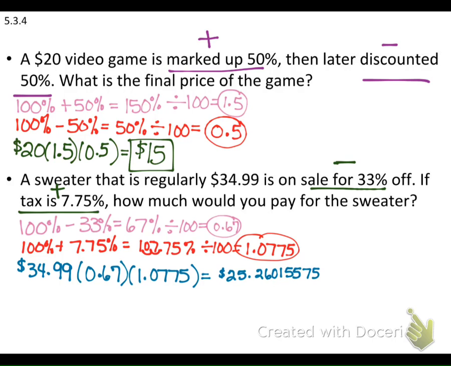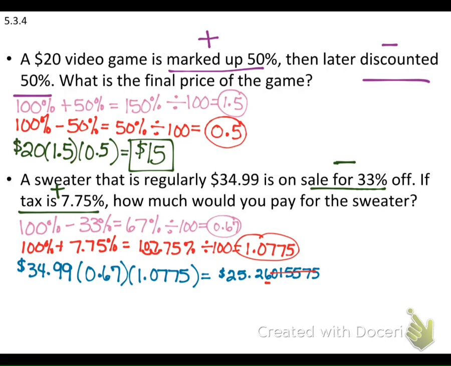Now, if I'm buying this sweater from Maurice's, is the clerk going to tell me it's $25 and 260,155,575 cents? No. So, when we're dealing with money, how many places past the decimal point do I need? 2. What place value is that called? Hundredths. Good. So, I'm going to round it to the nearest hundredth, or in this case, round it to the nearest cent.